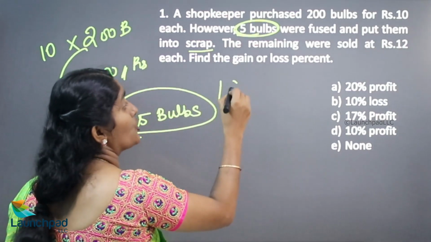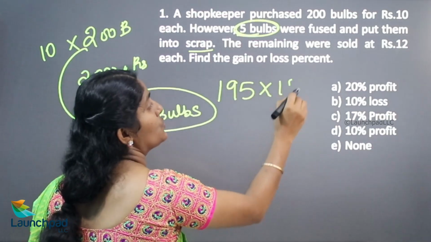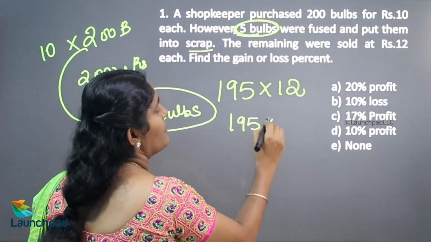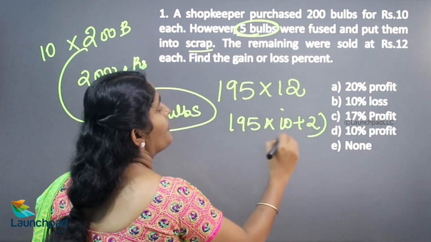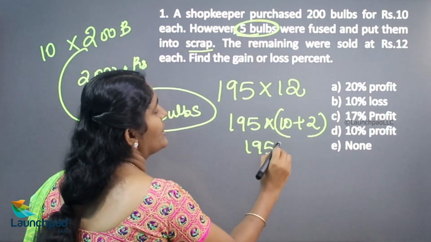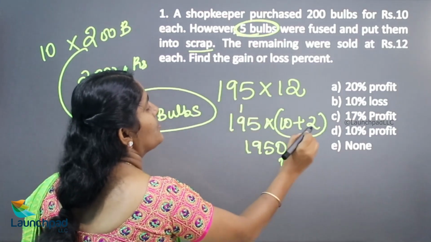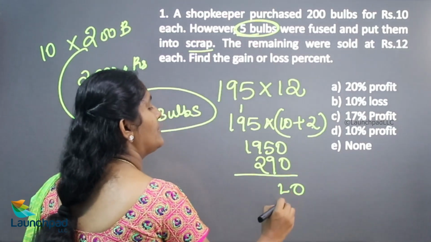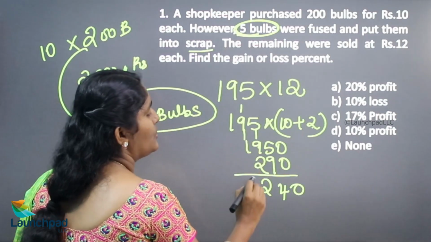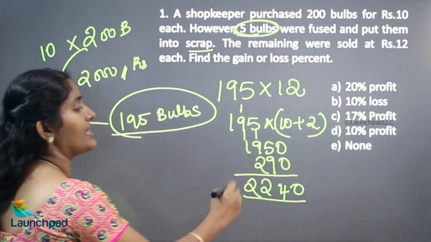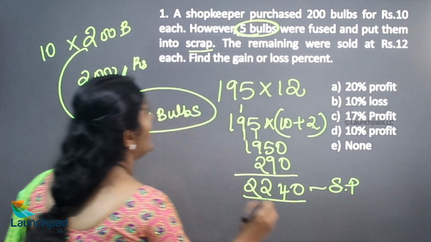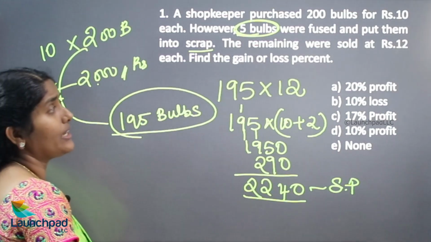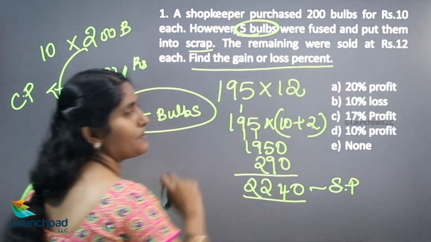Here, the shopkeeper is selling each bulb at rupees 12. So, how much can he get by selling the entire 195 bulbs? 195 into 12. 5 2s are 10, 9 2s are 18 plus 1, 19... 1 2s are 2. So 1950 plus 290 is 2340. The overall selling price is 2340. And the overall cost price is 2000.